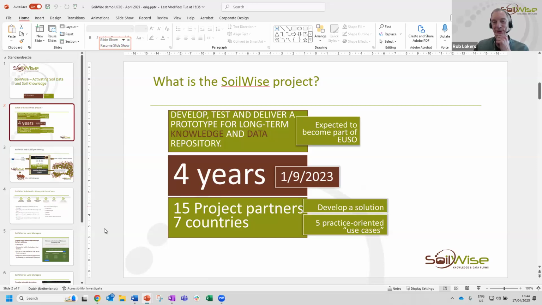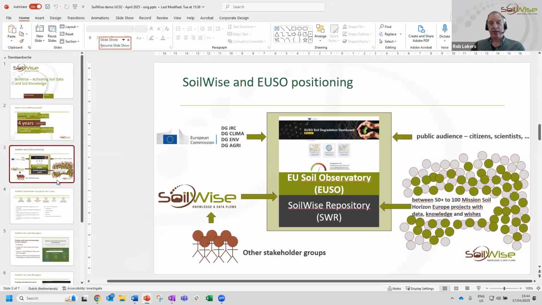So this is more or less what I was telling before. One key thing of the project is that we work through those use cases, and one of the use cases is on supporting land managers.